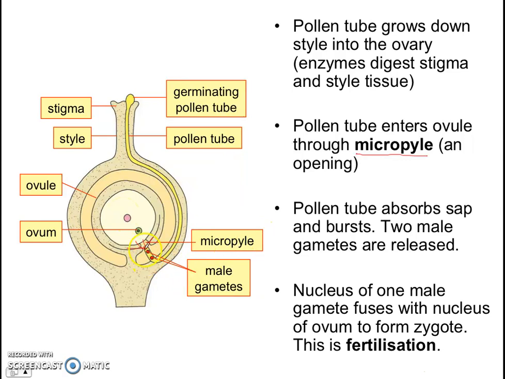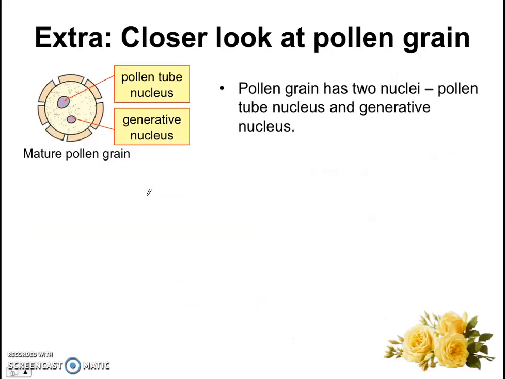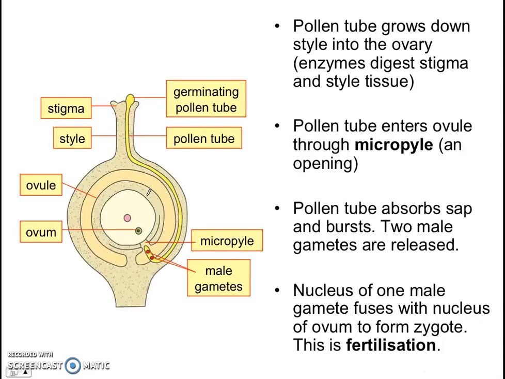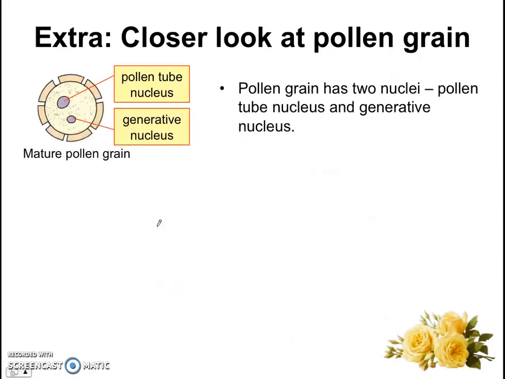And then the nucleus of one of these male gametes will fuse with the nucleus of the ovum, which is over here, to form a zygote. So this is fertilization. The end result is that one of these male gametes will fuse with the nucleus of the ovum, of the egg, to form a zygote. And that is fertilization. Okay, so just some extra information for you. You might have been wondering, in this diagram here, why is it that there are two male gametes? Why so strange? Let's take a closer look at the pollen grain to find out.